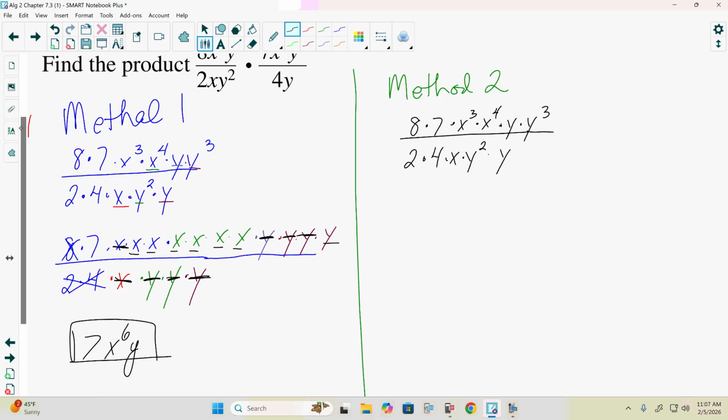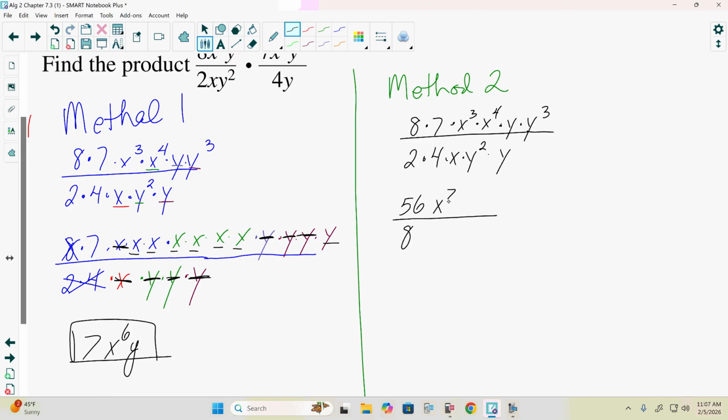Just like method 1, if I want to plug in the calculator 8 times 7 over 2 times 4, like we did and have it reduce it for us, we still can do that. So here I know that 8 times 7 is 56. On bottom, 2 times 4 is 8. 56 over 8 is still going to reduce to 7. With our variables, whenever we multiply like bases, we add the exponents. So x to the 4th times x to the 3rd gives us x with 4 plus 3, which tells us this is x to the 7th, yes?